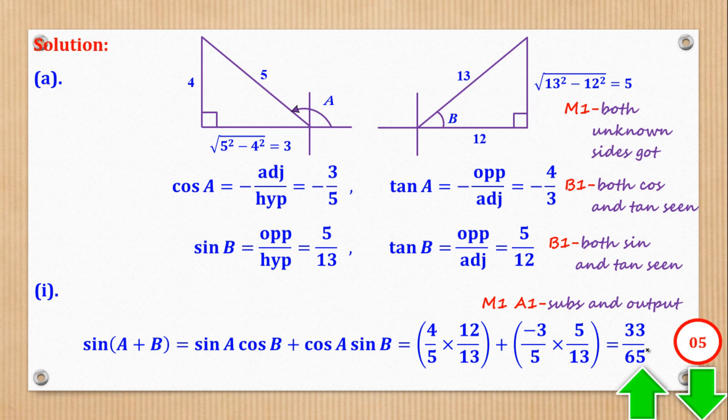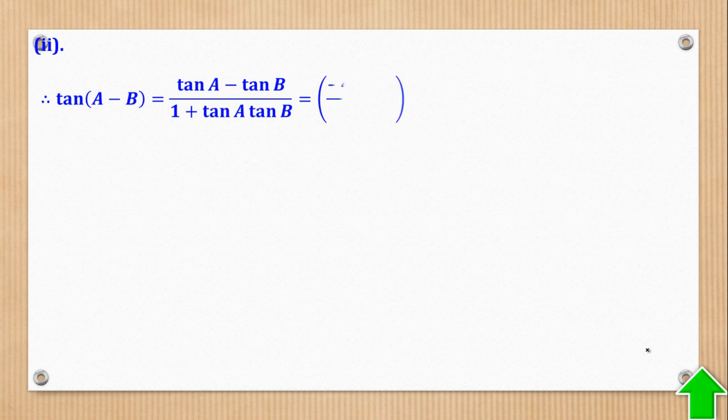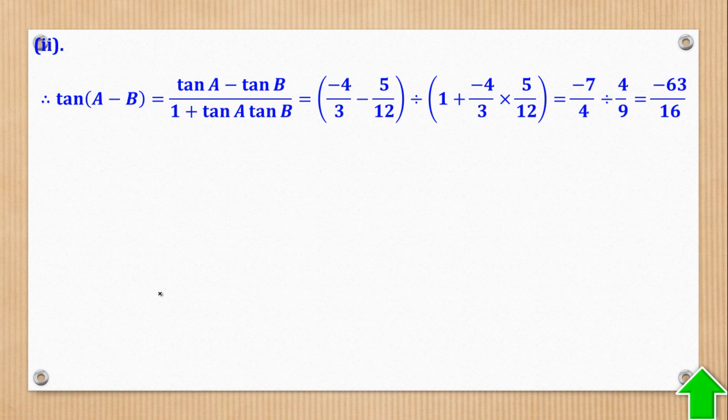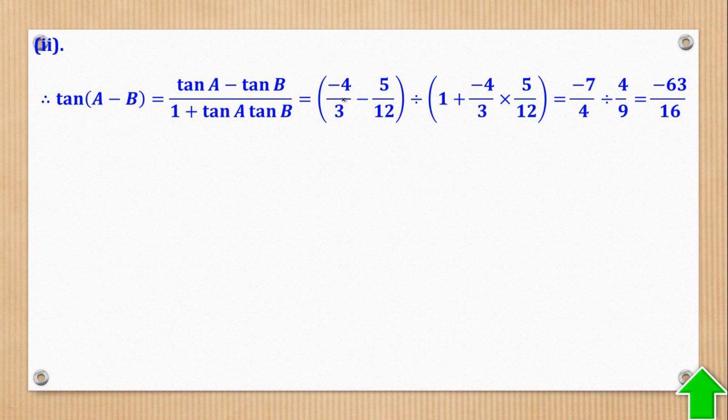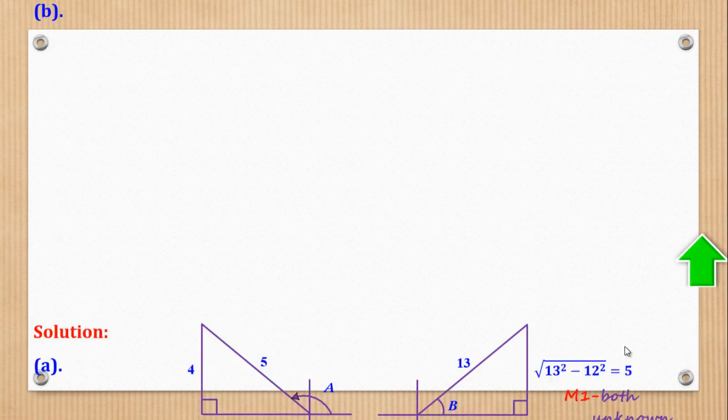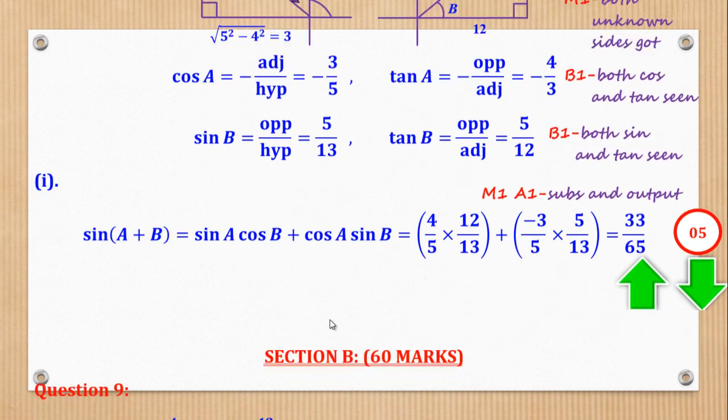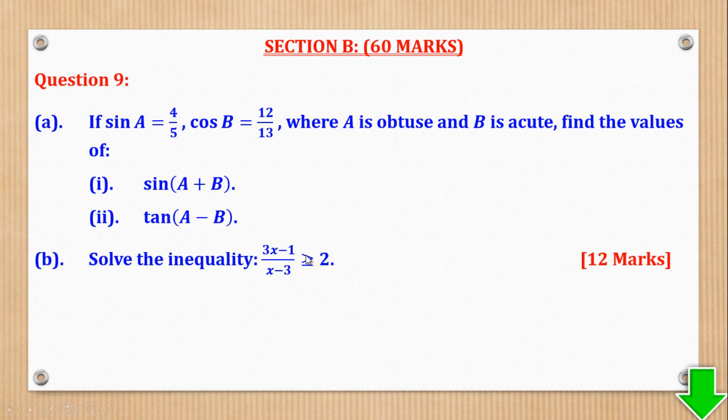That was Roman 1. Roman 2, they want tan(A-B). Still you have to expand and then substitute. For the numerator, we have tan A minus tan B. Denominator, we have 1 plus tan A times tan B. So when I simplify, numerator will become this, denominator will become this, which gives the total of this. That was part A. What about part B? For part B, solve the inequality.